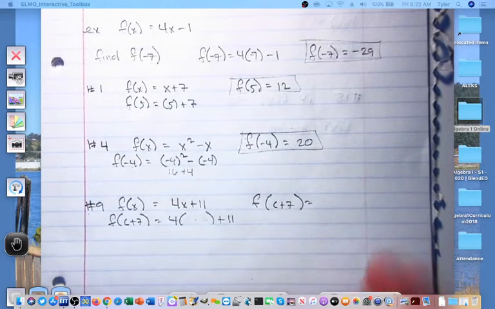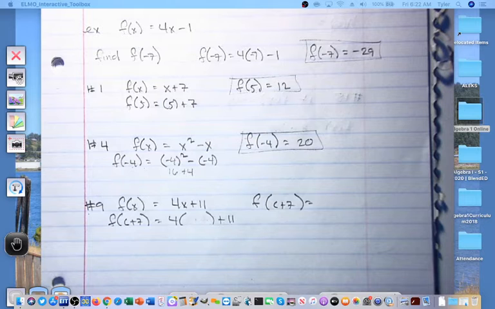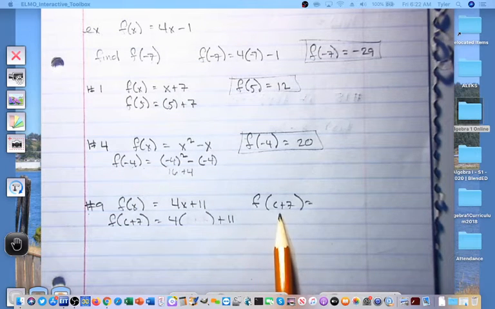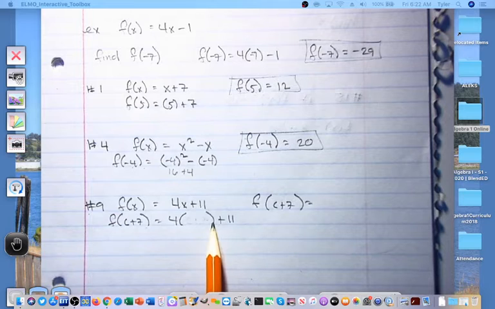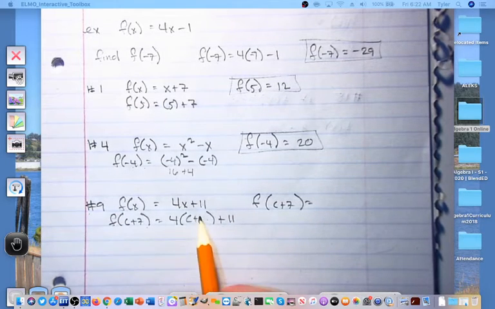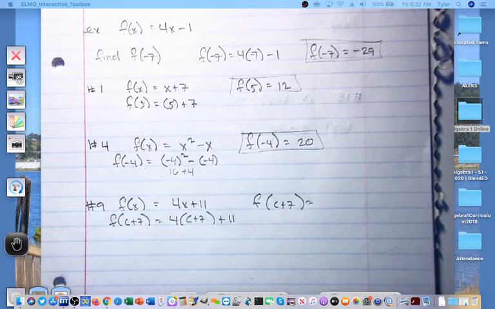Number 9 is another one, but it's kind of interesting. You don't just have to put in single numbers. In this case, first of all, our function is the f of x is equal to 4x plus 11. And they want us to discover what the f of c plus 7 is equal to. So here we have the f of c plus 7. We're going to plug it into our function. This is 4 times, here's where I'm going to place my input of c plus 7, plus 11. And this does give us a couple of steps to work it out. So let's go ahead and see what we get when we do that.